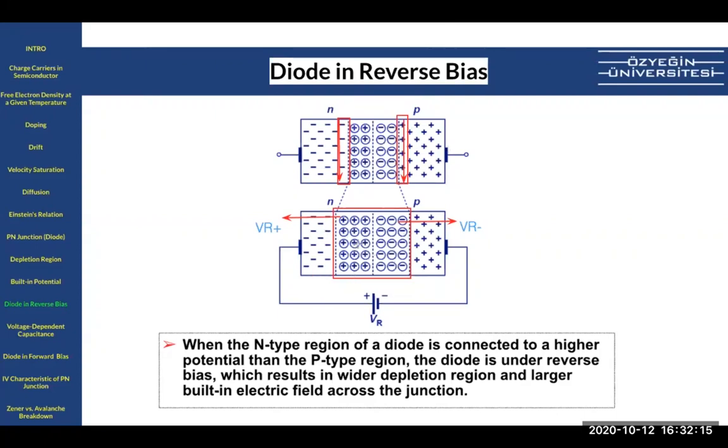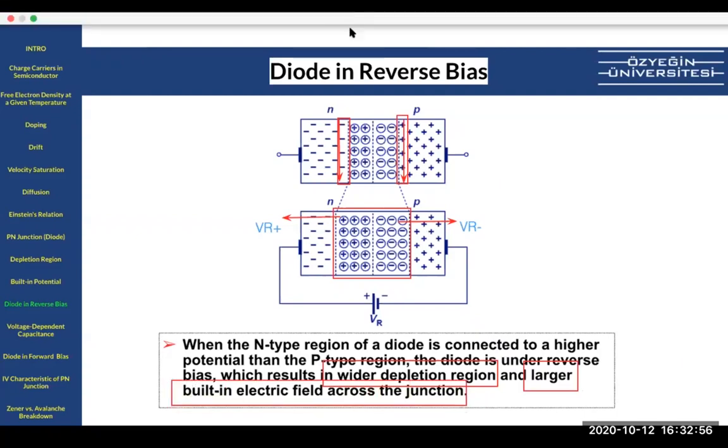So when this becomes larger, it means it has a higher electric field, right? Because now there are more plus ions and more minus charge ions, there's more phosphorus at the right side and more borons at the left side. So this wider depletion region causes a larger built-in potential, larger built-in electric field. Okay, as I mentioned, wider depletion region, larger built-in electric field across the junction.